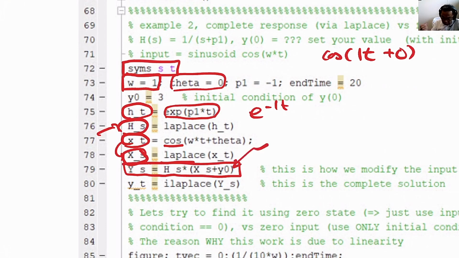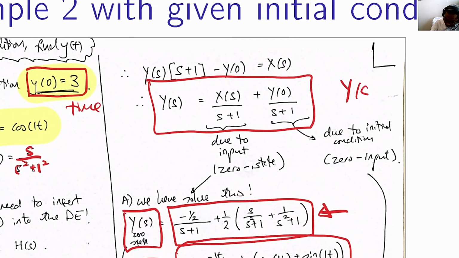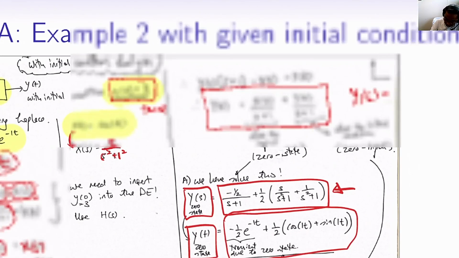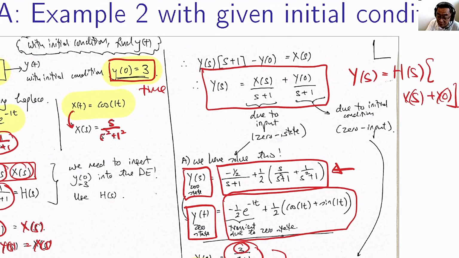Therefore now we get H(s) times X(s). Now we have a term plus y naught. Where did plus y naught come from? It came from this equation. Y(s) is equal to H(s) times X(s) plus y naught. And in this example, H(s) for the zero state and the zero input is the same. You should think why this is so, but from this equation, H(s) is simply 1 over s plus 1.